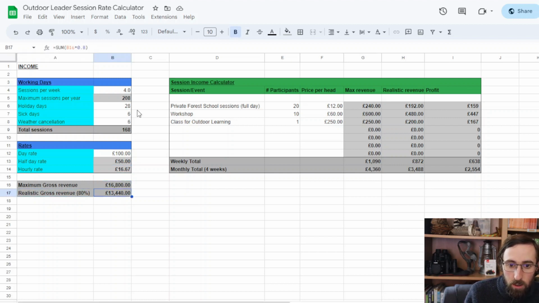Now here, this is going to change a bit depending on what sort of business model you have. So here I've called it realistic gross revenue. As I said, even if you're working in a school and you have a contract with them, there are still school holidays, there are still times when the whole class is away for a school trip, whatever. You probably won't be delivering every session that you probably could.